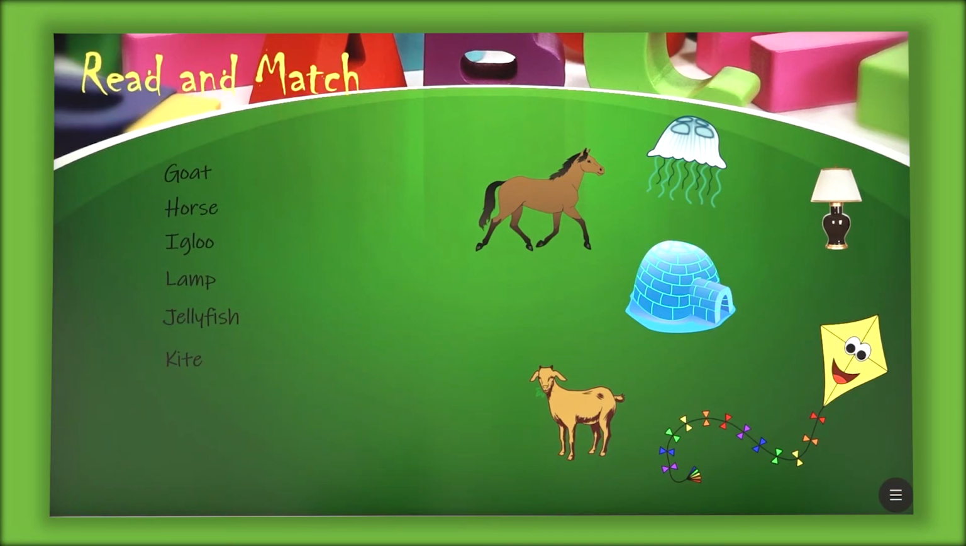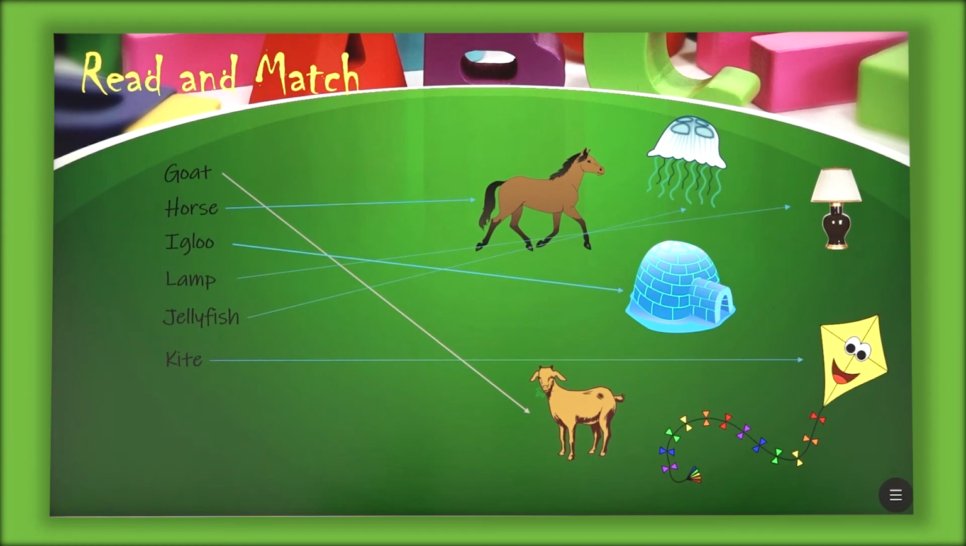Now let's see if you have remembered what we have learned today. So you're going to read and match the words with the pictures. So let's do it together. Goat, horse, igloo, lamp, jellyfish, and kite. Great.